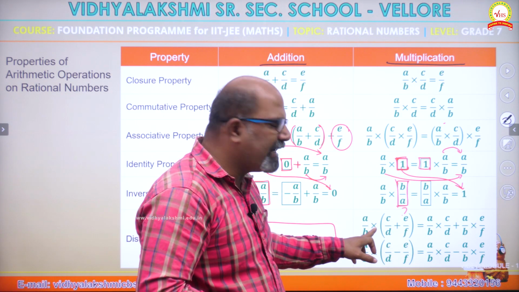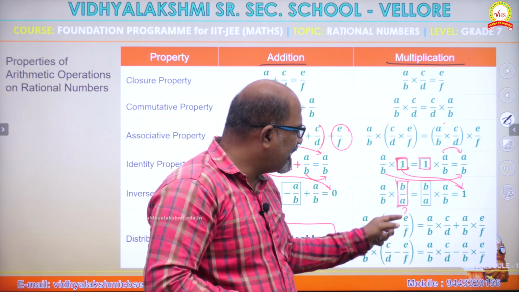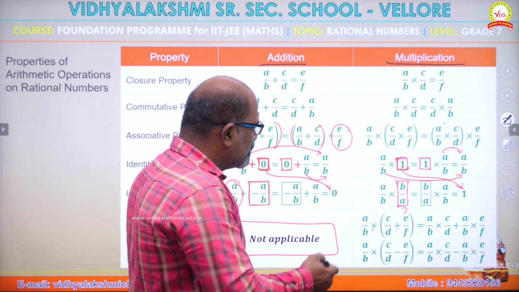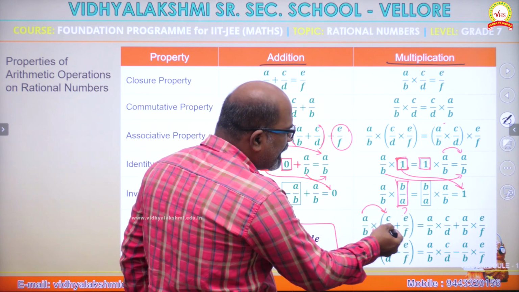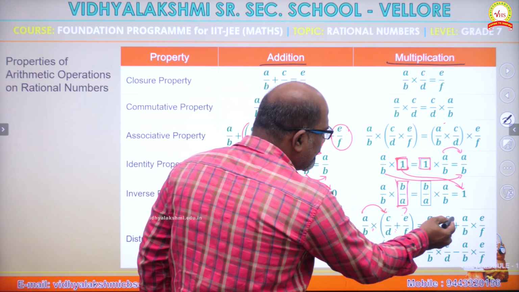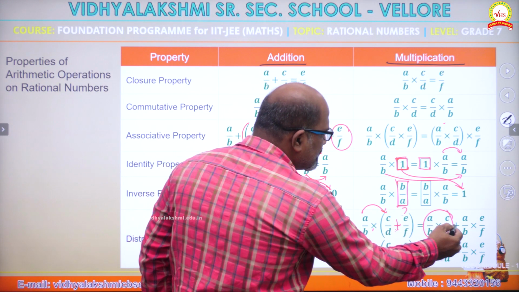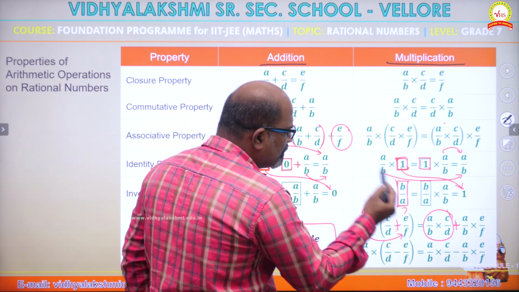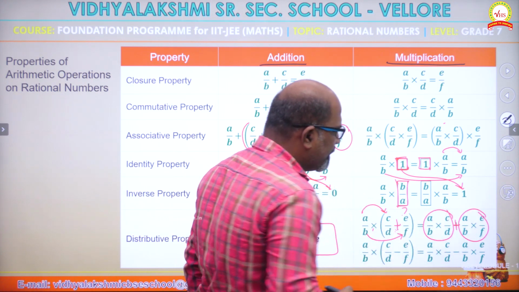A by B is multiplied with these two addends. These are said to be addends, C by D and E by F, because they are in addition. Now this A by B can be distributed, that is, multiplied over the C by D, that is A by B into C by D. We are having plus here, so the same plus we have to carry. Then this A by B is distributed or multiplied with E by F, A by B into E by F.